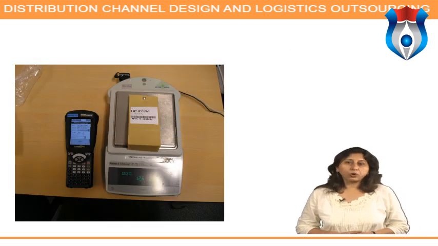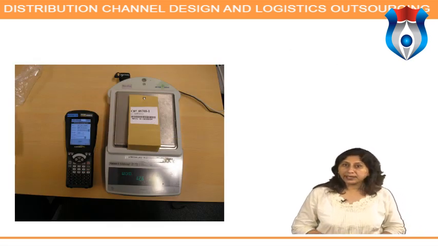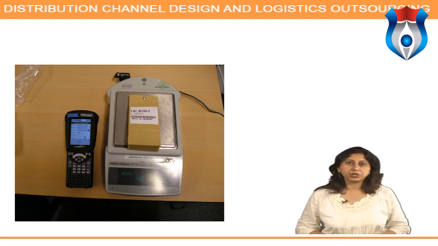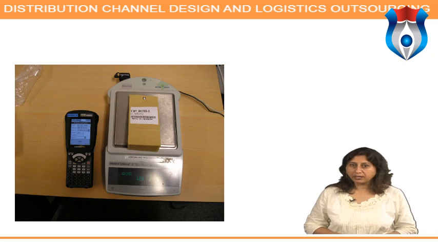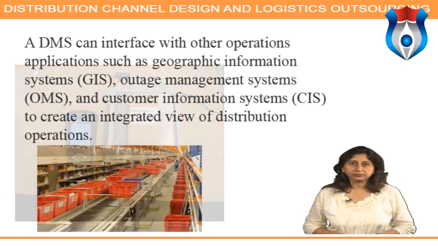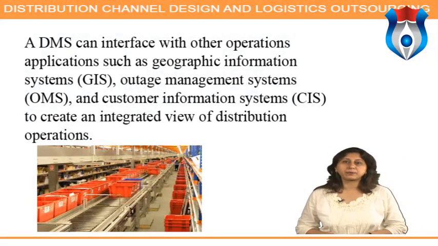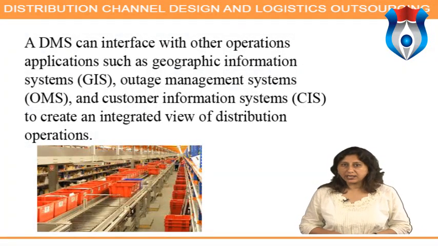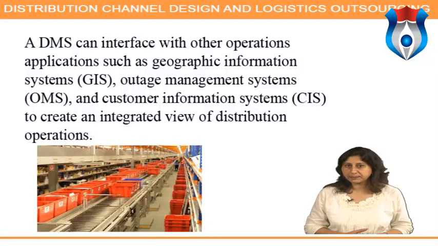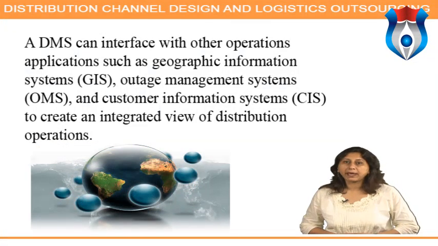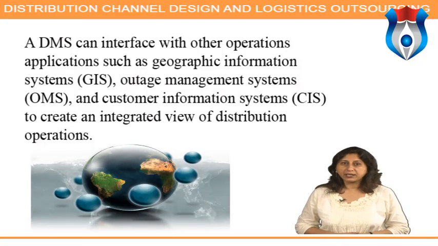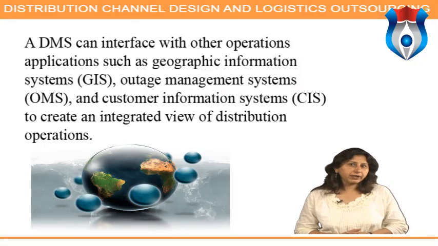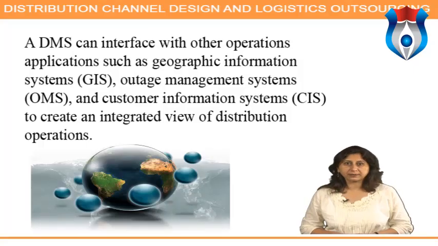A DMS can also allow operators to plan and execute complex distribution system operations in order to increase system efficiency, optimize power flows, and prevent overloads. A DMS can interface with other operations applications such as Geographic Information Systems, GIS, Outage Management Systems, OMS, and Customer Information Systems, CIS, to create an integrated view of distribution operations.